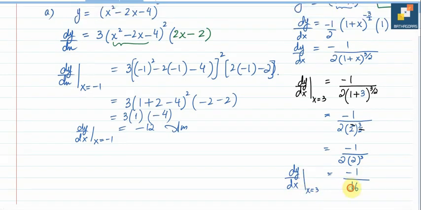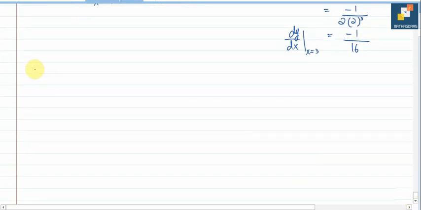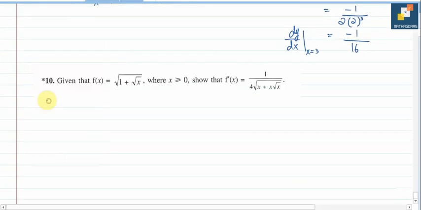Alright, now moving on to the next question, that will be the last question of today's class and the last question of this lecture as well. It says that given that f of x is 1 plus under root x, all under root, where x should be greater than or equal to 0, show that f prime. Now what do you mean by f prime of x? It is equal to dy by dx. It equals 1 divided by 4 under root x plus x under root x. Now that is a prove that question.